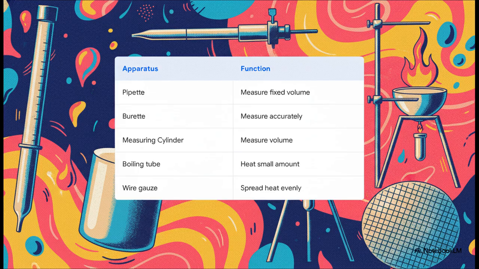And what about when things get hot? You definitely don't just hold a regular glass tube over an open flame. No way. You use a boiling tube to heat small amounts of chemicals, and you absolutely must, this is crucial, use a wire gauze underneath it. The wire gauze spreads that heat evenly so your glassware doesn't shatter into a million pieces.